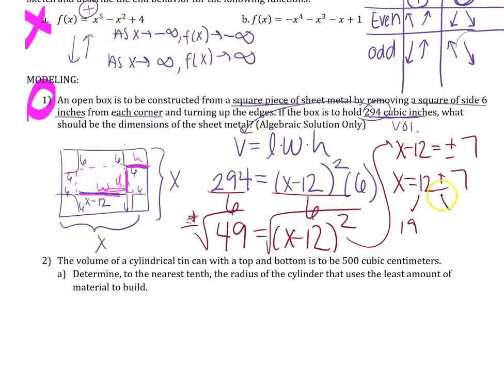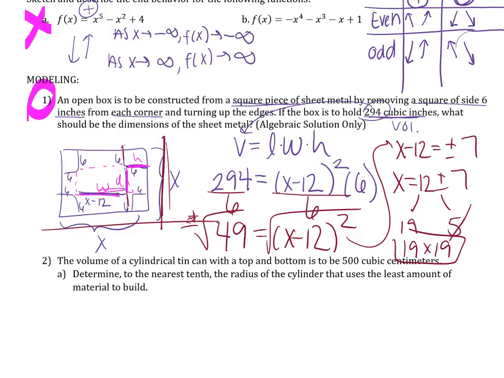So 19 and 5. But 5 doesn't make sense because you can't have a length of 5 and then take away 12. That doesn't make sense. You wouldn't even have a box. So 19 is your X value. So your sheet metal must be 19 by 19.